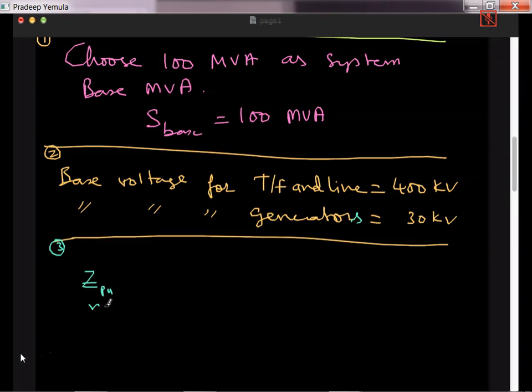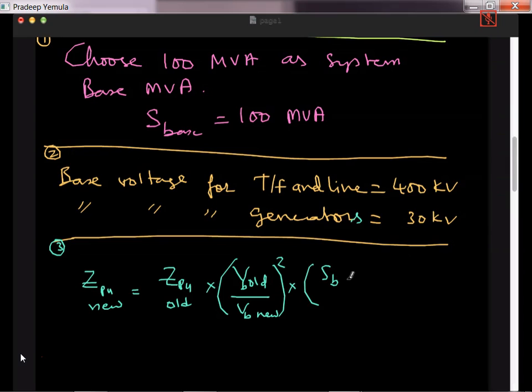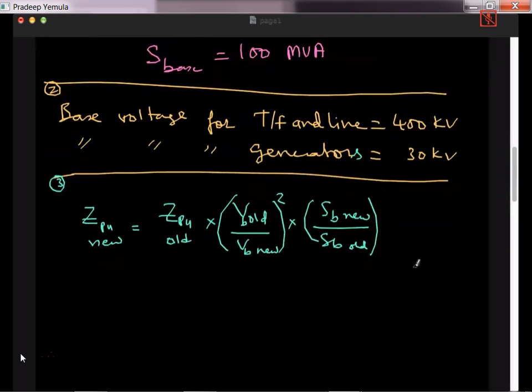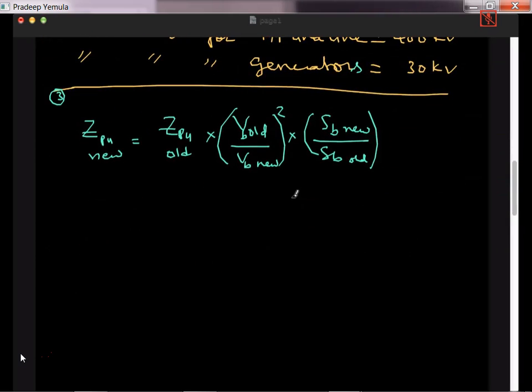Z per unit new is equal to Z per unit old multiplied by V base old by V base new, square, into S base new by S base old. So this was our formula, if I'm correct. So this is 24% and this is 30 kV by 30 kV, so this is nothing but 1.